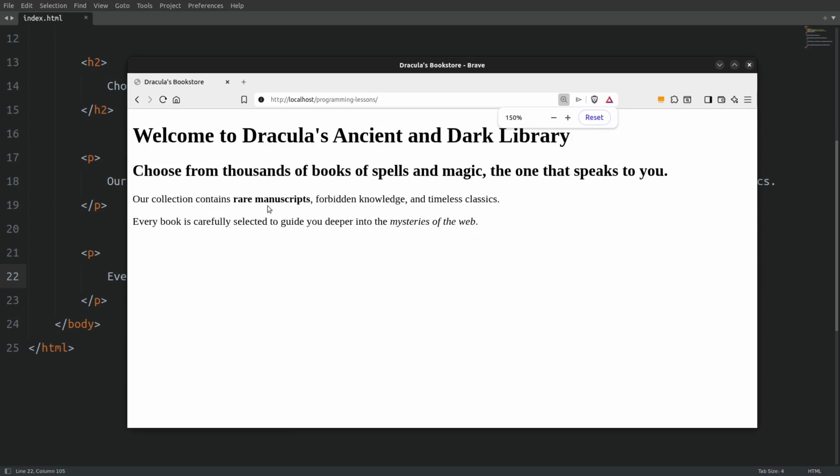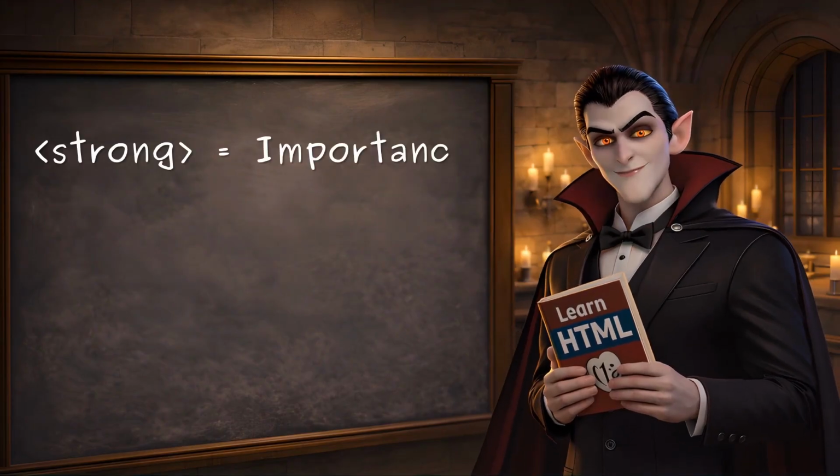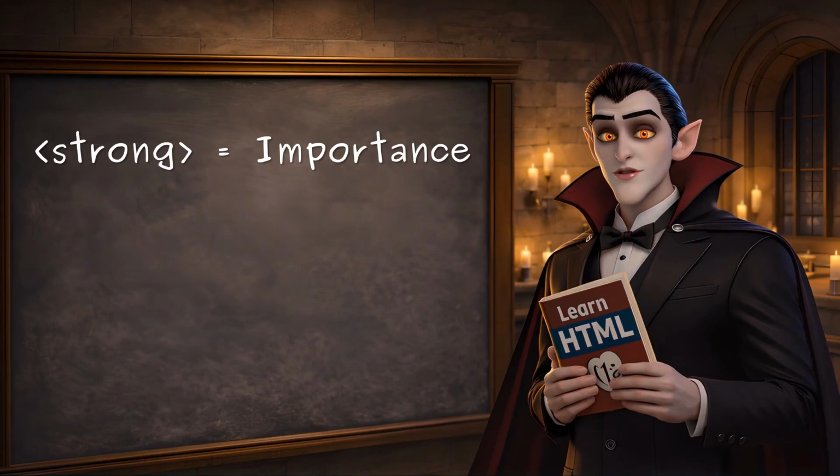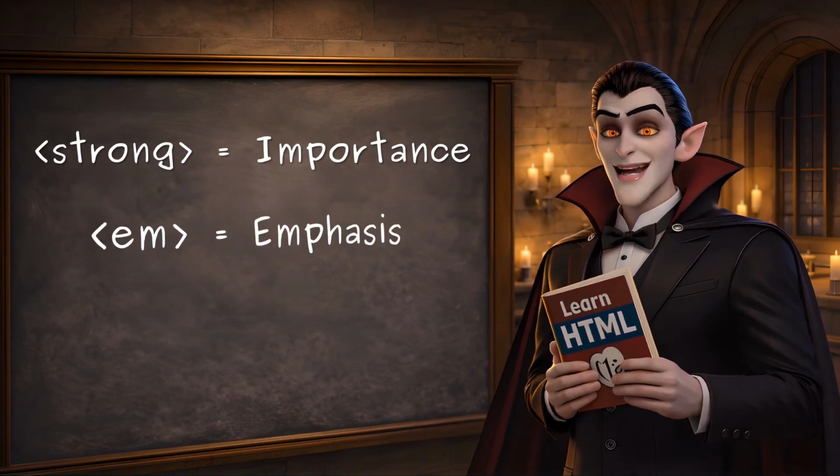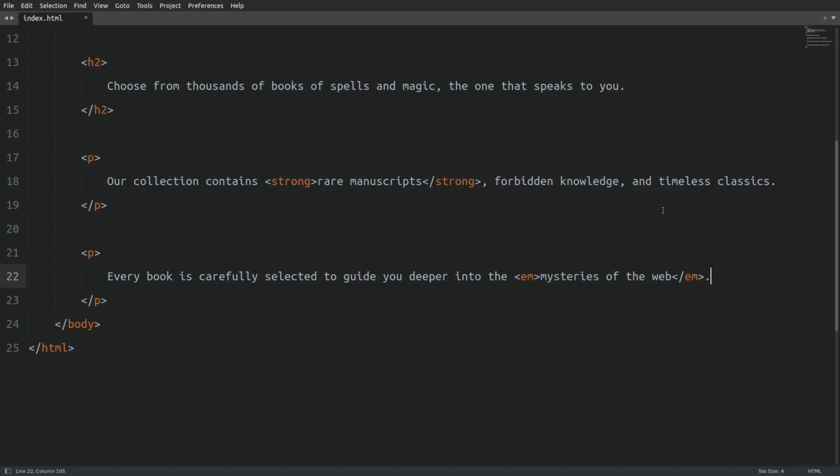Oh yes, our page begins to take proper form. In the first paragraph, we see the bold text inside the strong element. In the second paragraph, we see the subtle emphasis created by the M element. Remember this. Strong means importance. M means emphasis. HTML is about meaning first.